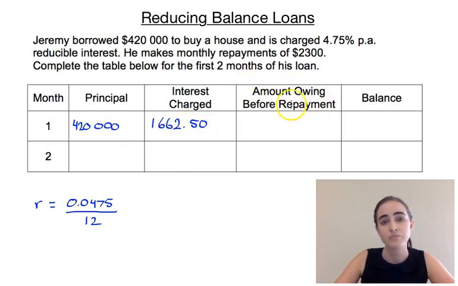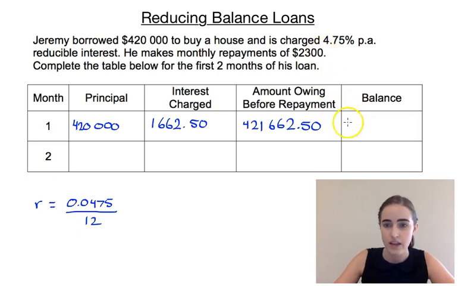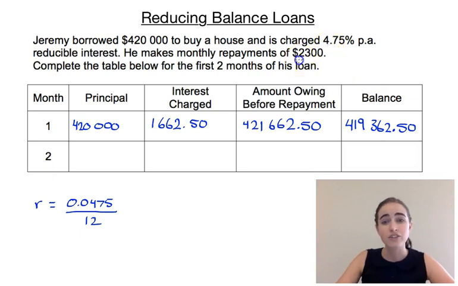So he now owes that initial amount of money plus this interest. So the amount he owes before repayment would be $421,662.50. Then we know that he pays back $2,300. So we're going to go this whole number here minus that $2,300, and we'd end up with $419,362.50.